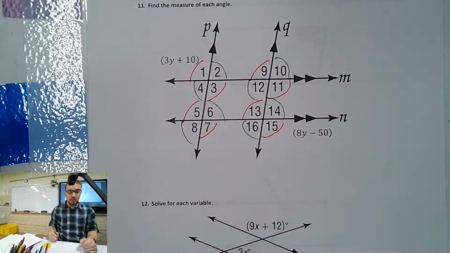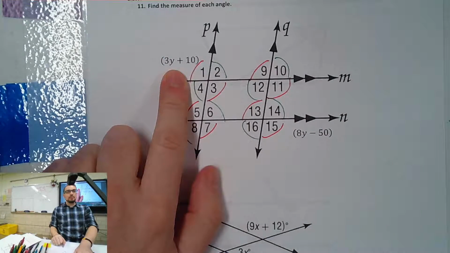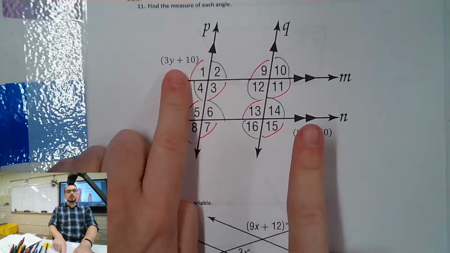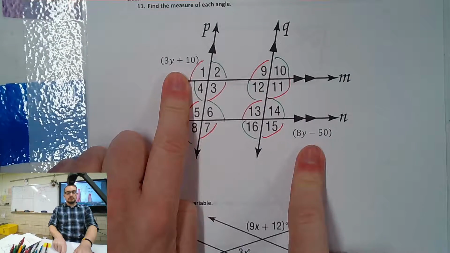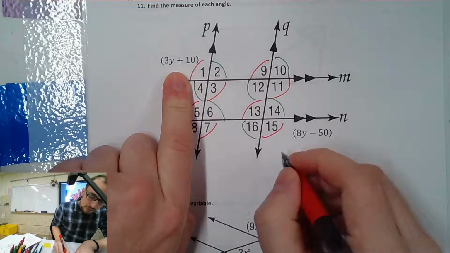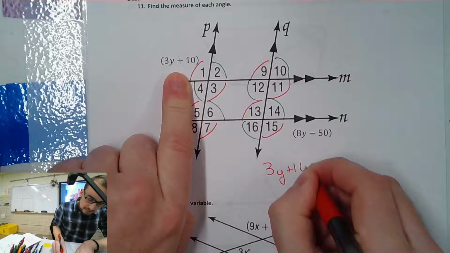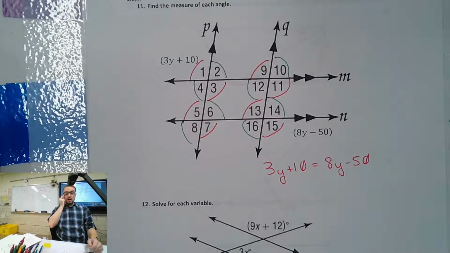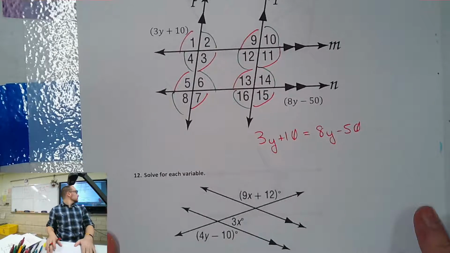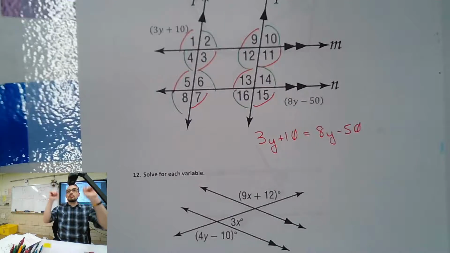Okay. So what does that tell us about 3y plus 10 and 8y minus 50? What's their relationship? Zayden. They're the same. They equal each other. That means 3y plus 10 equals 8y minus 50, doesn't it? Can we solve for y? Will we get a nice answer for y? Yeah, because we have one equation with one type of variable, right?